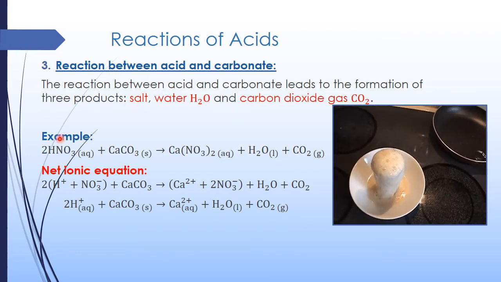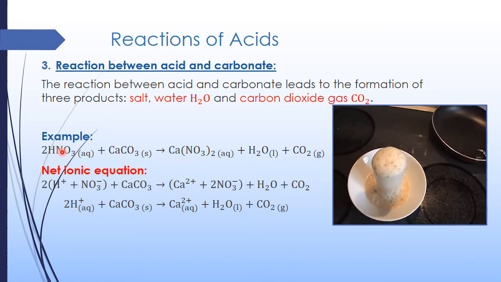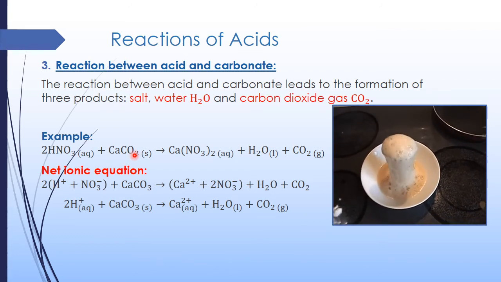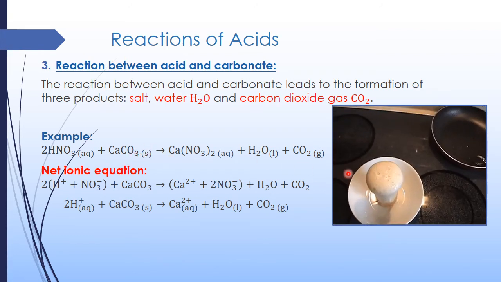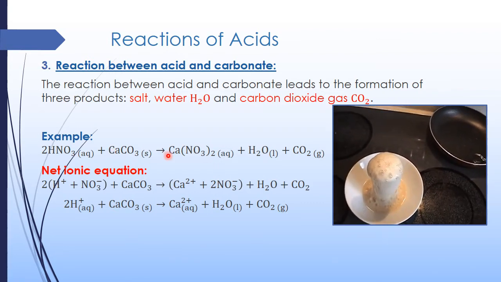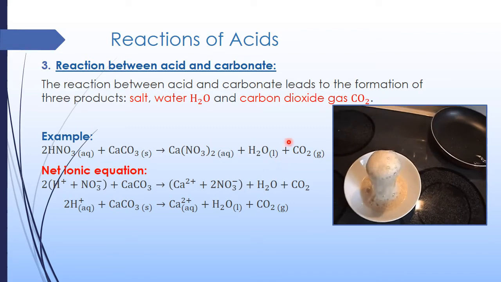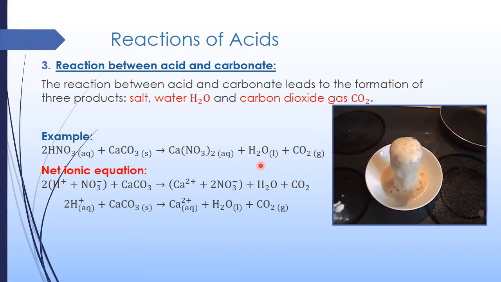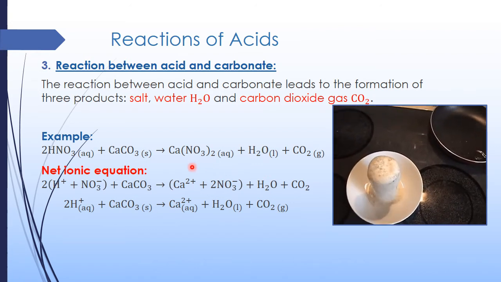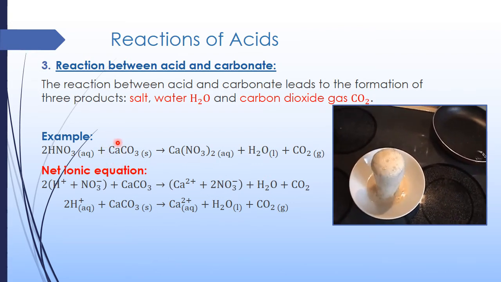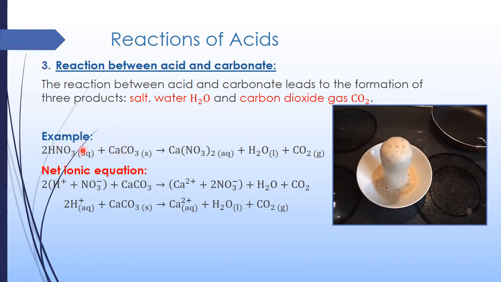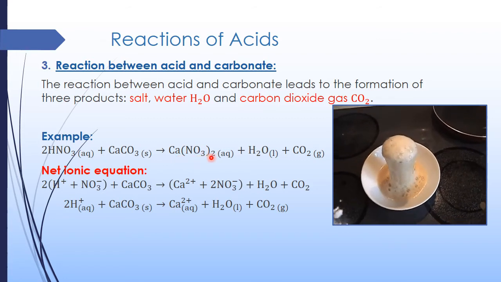Let's take the following example. The reaction between nitric acid, HNO3, and calcium carbonate, CaCO3, which is a solid. It's a powder as represented in the given figure. Don't forget that the first product is carbon dioxide gas, CO2. The second is water, H2O. The third is a salt. This salt is formed from the cation of the carbonate, Ca2+, and the anion from the acid, NO3-. So its formula is Ca(NO3)2.